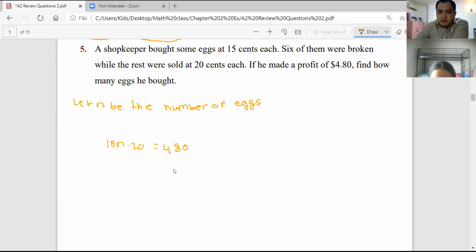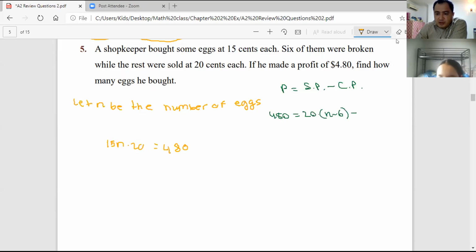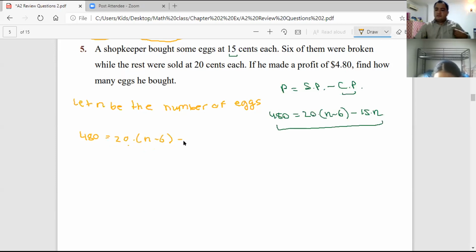So here we have profit equals selling price minus cost price. These kinds of profit questions are always solved like this. Profit is 480 cents. Selling price: each one is 20, times n minus 6. And minus how much did we spend for the eggs? We bought n eggs, each one was 15 cents, so we spent 15 times n. So that's our equation. Now you have to solve this equation to find n. Okay, Shahina, did you understand? Yeah.